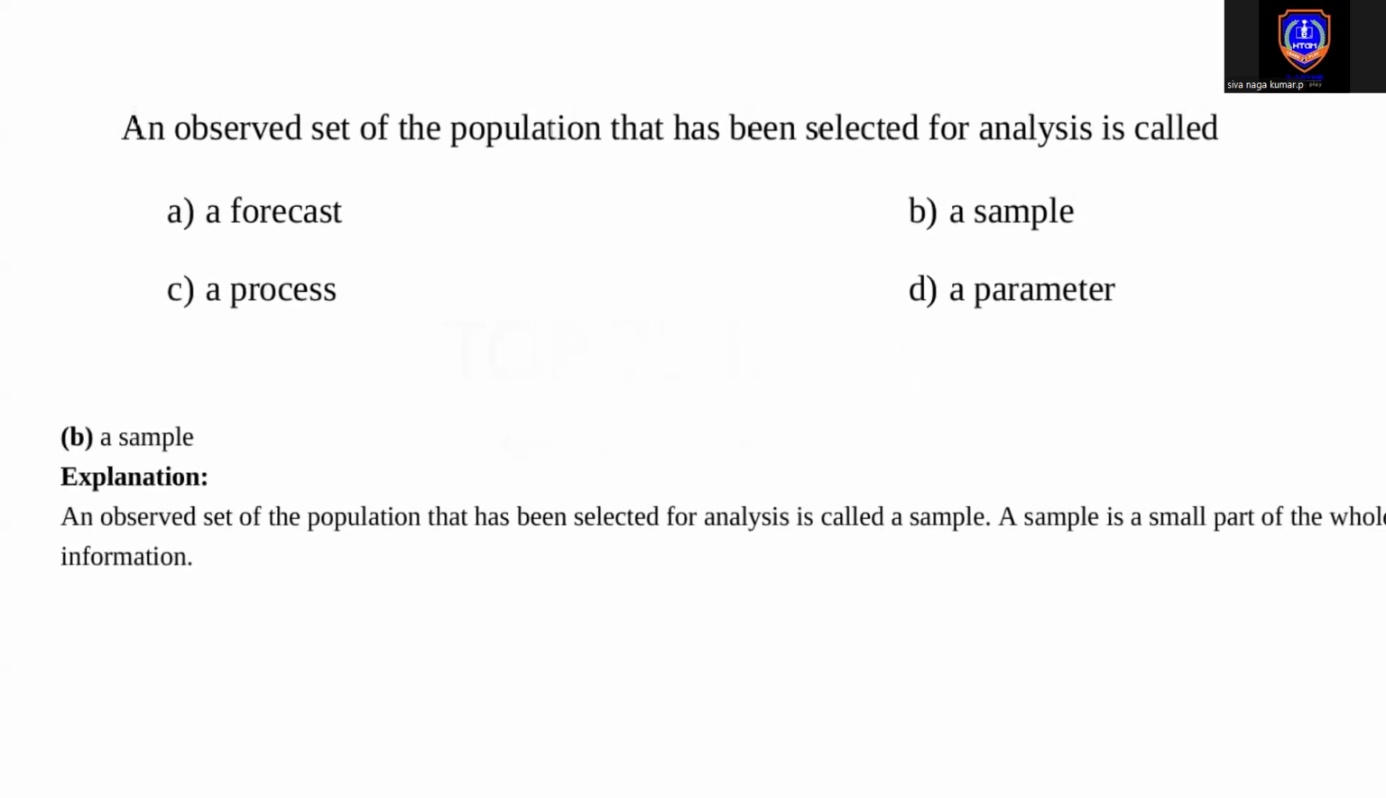An observed set of the population that has been selected for analysis is called: option A, forecast; option B, sample; C, process; D, parameter. Correct answer is sample. An observed set of the population that has been selected for analysis is called a sample. A sample is a small part of the whole information.